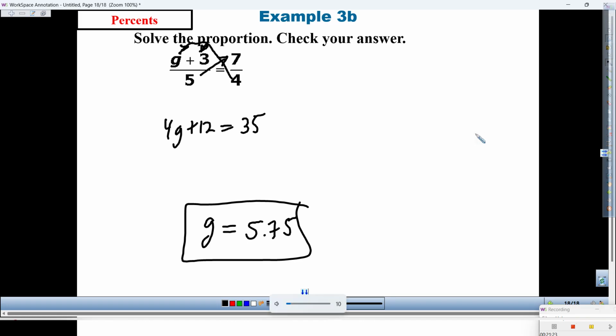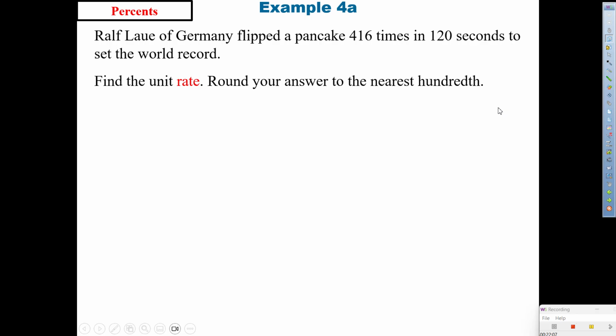All right, now that we got plenty of practice, look up to the screen. Look at this word problem. It says, let me pause the music. Ralph Lau of Germany flipped a pancake 416 times in 120 seconds to set the world record. Man, imagine that. Got a spatula.